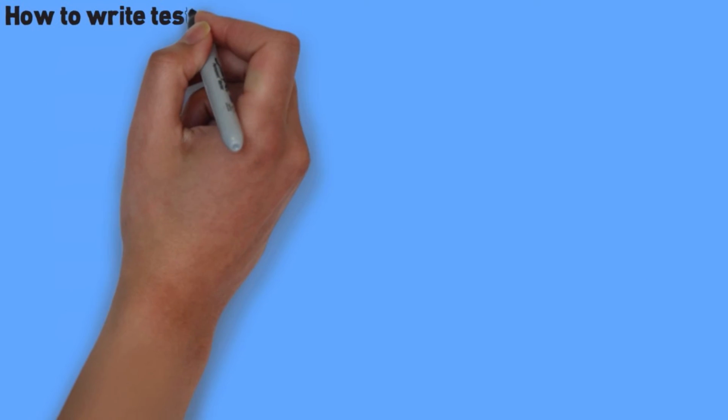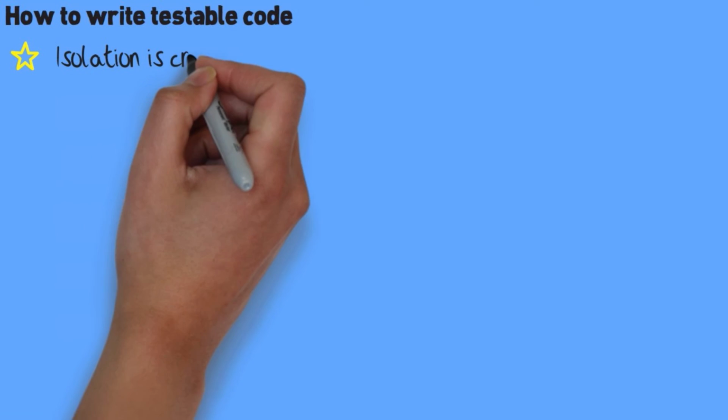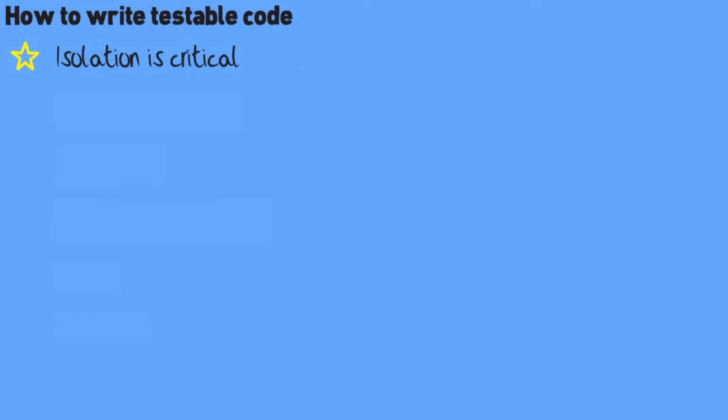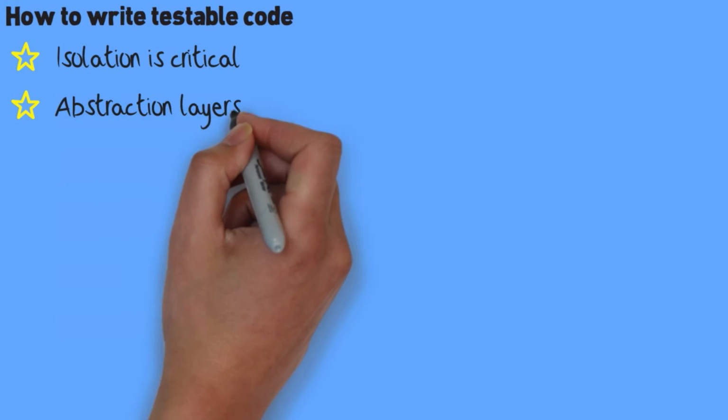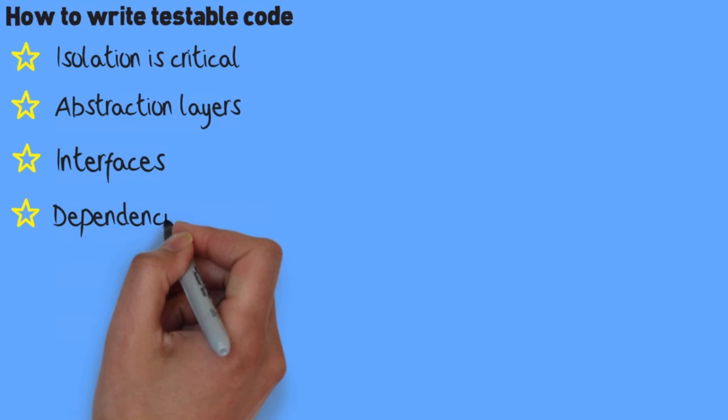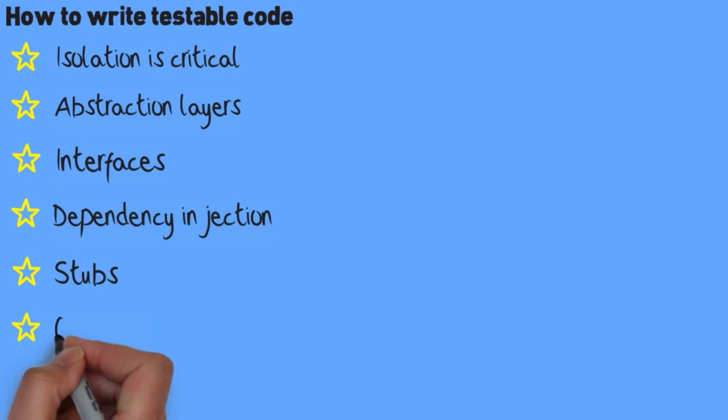How to write testable code. Isolation is critical. To write testable code, there are certain things we need to use when designing an application or component. Those are abstraction layers, interfaces, dependency injection, stubs, and overrides. Note: stubs are concrete implementations of interfaces that are used in testing or other scenarios where we want to provide our own implementation. They are very fast because they are pre-compiled and use language constructs that are built in.